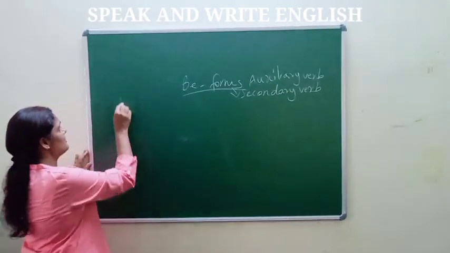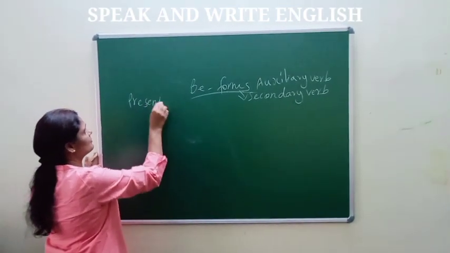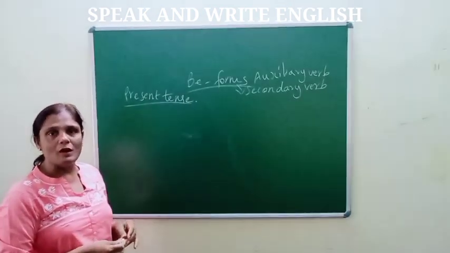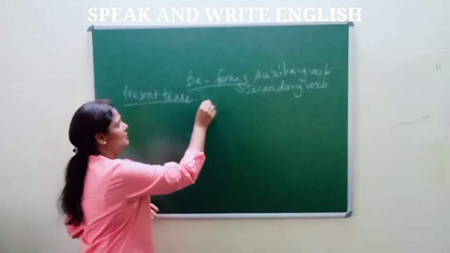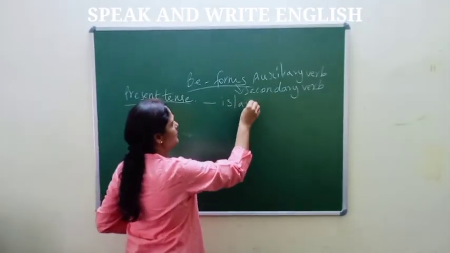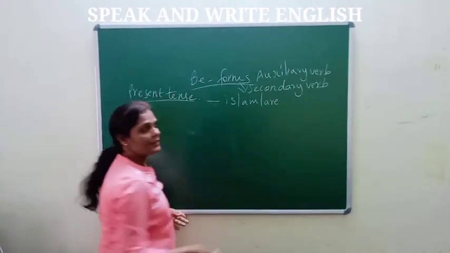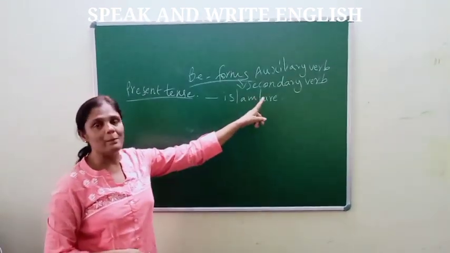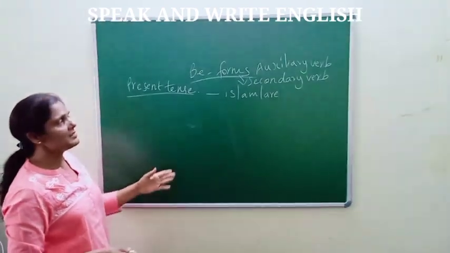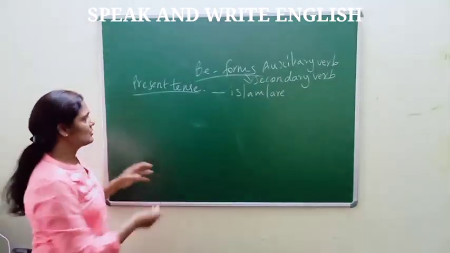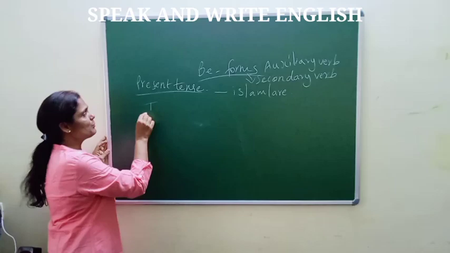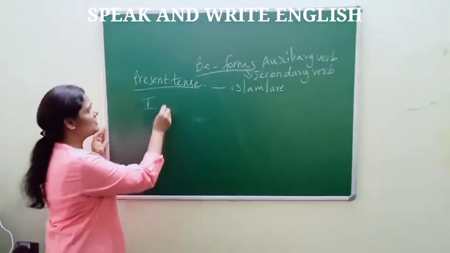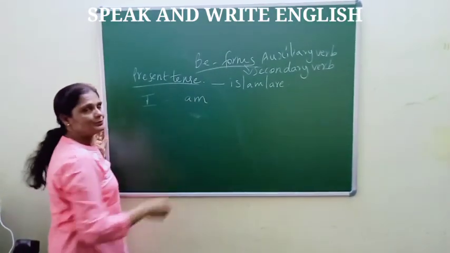In the present tense, we have three be forms: is, am, are. Now let us understand how these be forms are used. Let us start with the pronouns. If I am taking the pronoun I, I use the be form am.